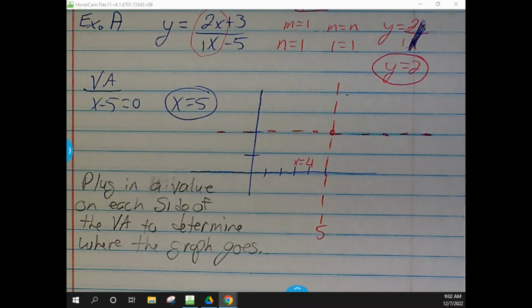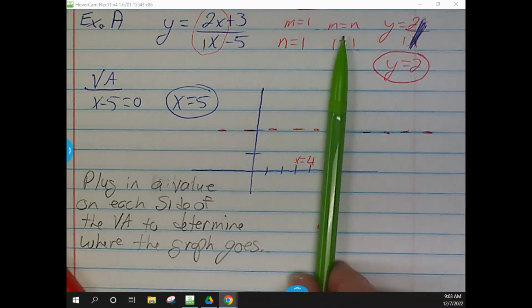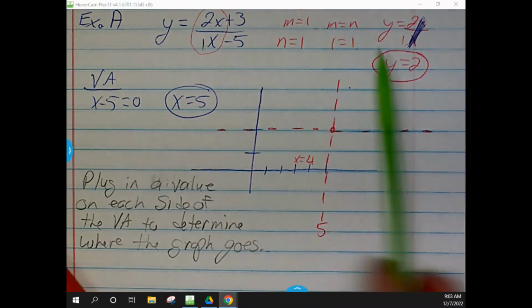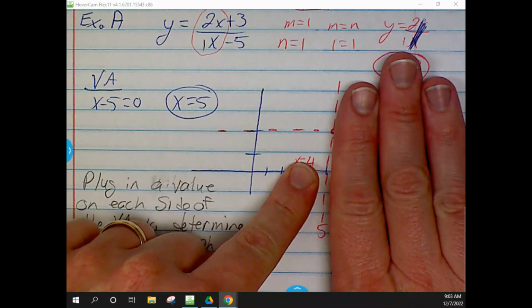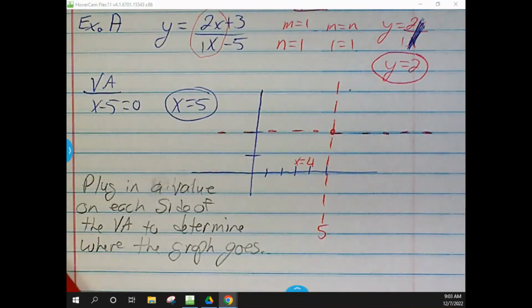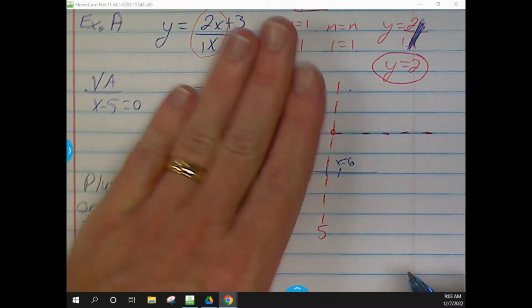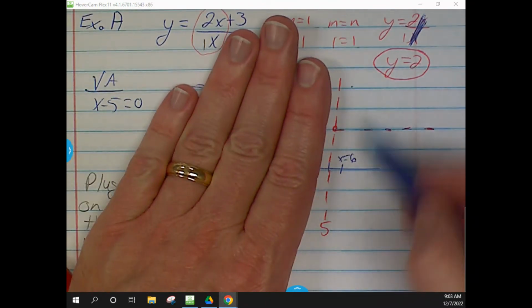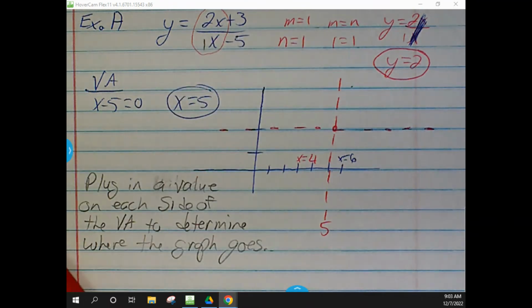Because this is our vertical asymptote right here, if we pick x equals 4, that graph point either has to be here or here. And if we go over to x equals 6, same thing. That point's either going to be here or here, and it's basically going to tell us where it's going to be. So if you pick one right beside the vertical asymptote, it's going to tell you whether it's up or down based on what number it is when you plug it back in.